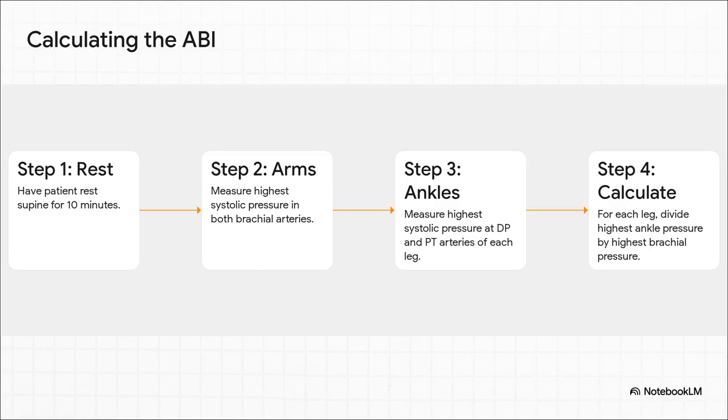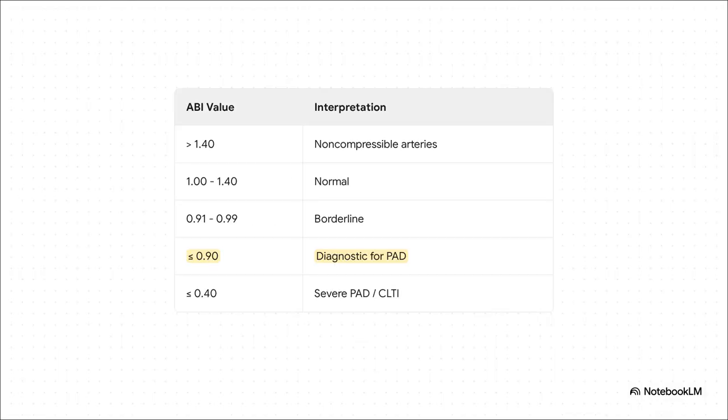But the real cornerstone of diagnosis is the ABI. It's so simple, it's non-invasive, and it's incredibly accurate. It's just a 4-step process. You have the patient lie down and rest, you get the systolic blood pressure in both arms, then you get the pressure at both arteries in each ankle, then you just do the math. For each leg, it's the highest ankle pressure divided by the highest arm pressure. That's it. And interpreting it is just as straightforward.